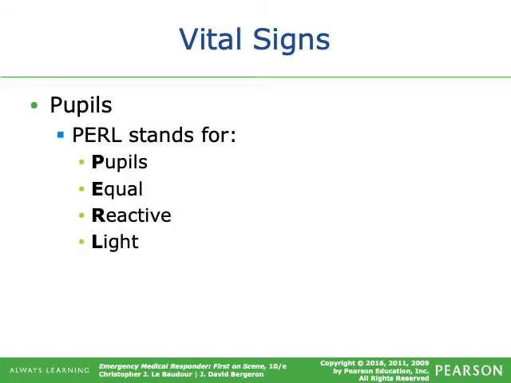Alright, pupils. This is what we use to evaluate them. PEARL stands for pupils. The P stands for pupils. The E stands for equal. This means they look the same. R is reactive. Do they respond to light?